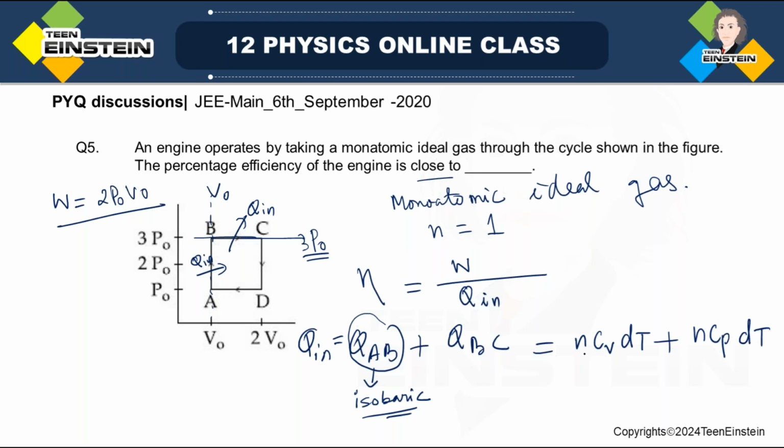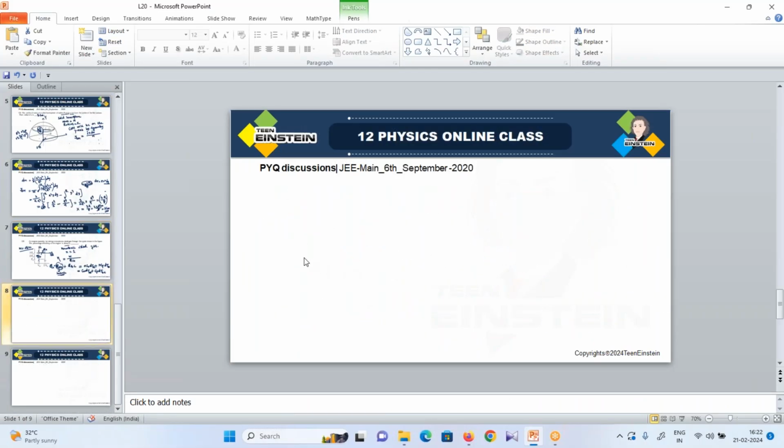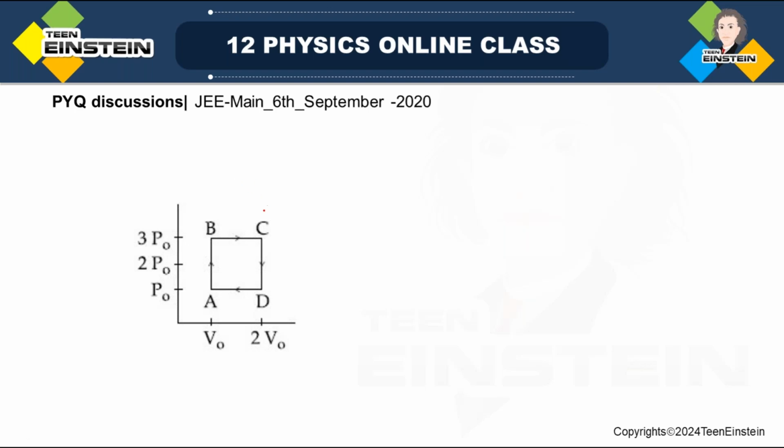Now we have to find out what n is. Anyway, I have taken 1. So CV dT plus CP dT. These dTs are not the same actually: dT along AB and dT along BC, the change in temperature along AB and along BC. So I may require this figure. Let me take this figure to the next page and do this calculation. Look then, Q in is CV dT and CP dT.